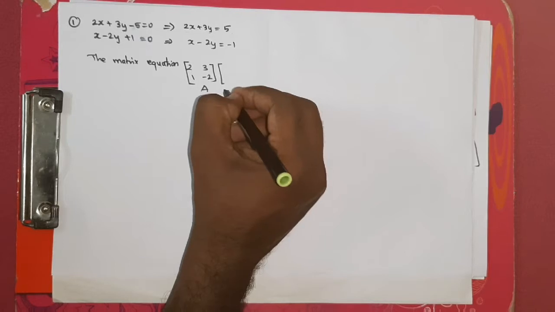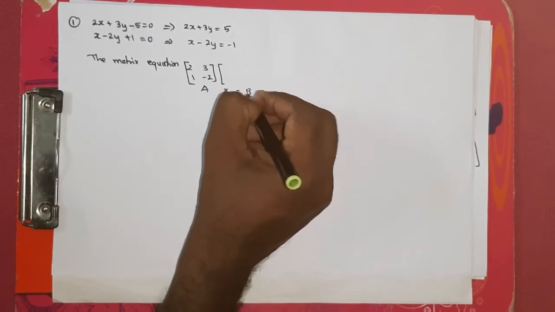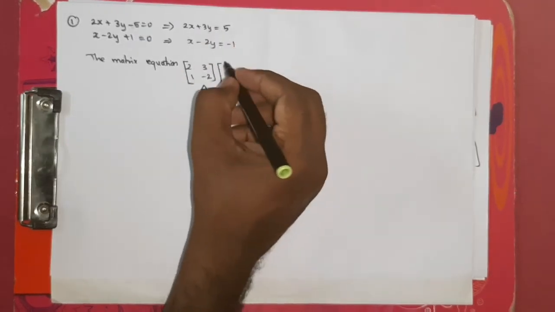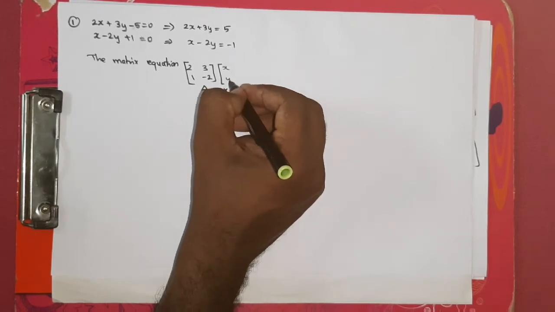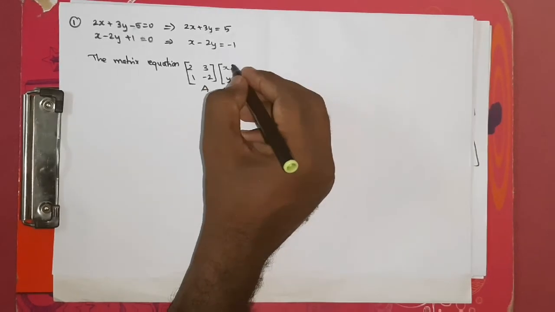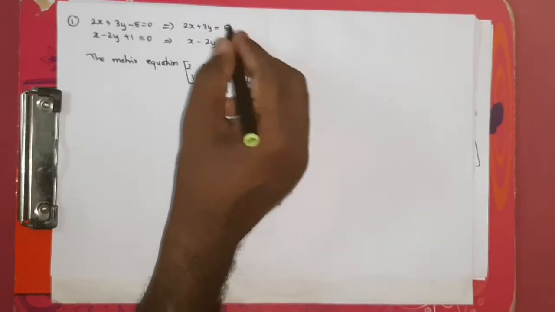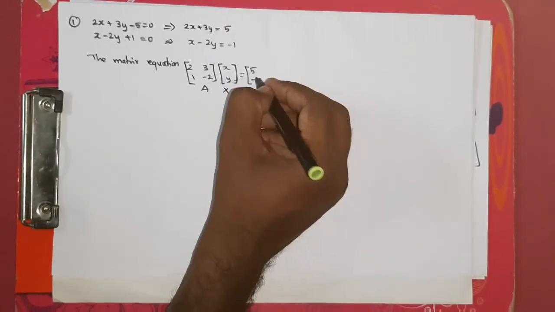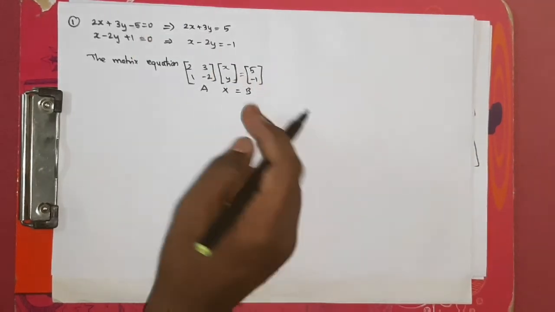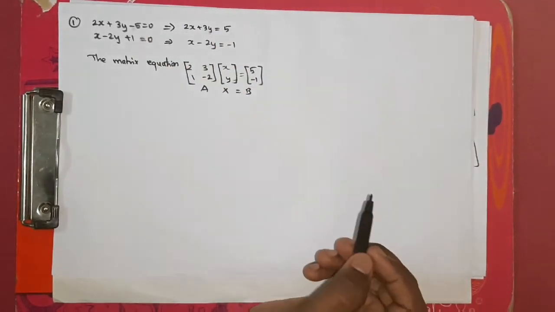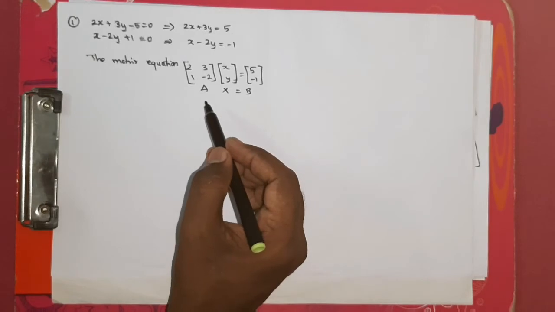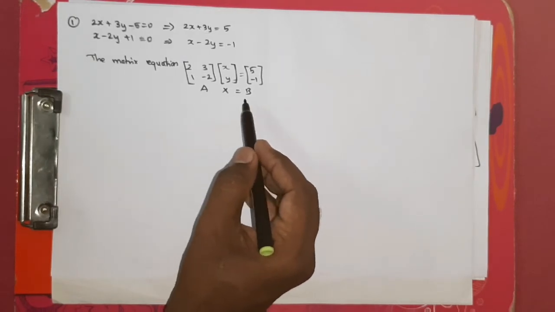Okay, now what is the X matrix? AX equal to B, right? So X is nothing but the variables used. Here the variables used are x and y. So we have to write them in a column matrix like this, equal to B. B is nothing but the constants on the right hand side of the equations. So 5 and minus 1. So this is the matrix equation, AX is equal to B.